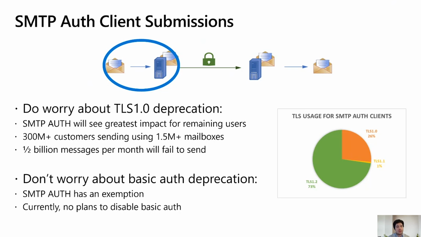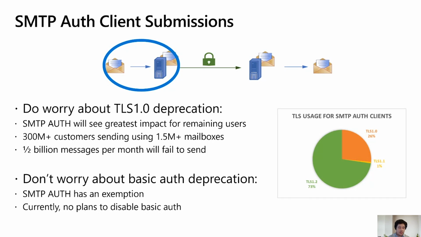So we've been working on reports to identify and see what mailboxes are in fact still using TLS 1.0. We still see over 300 million customers and 1.5 million mailboxes being responsible for 500 million messages a month. And all of these are at risk when we turn off TLS 1.0 for the client protocols such as SMTP, OAuth, POP, and IMAP are also in there. It's something to worry about. It's something to confirm and make sure that all clients in a given organization have been upgraded.